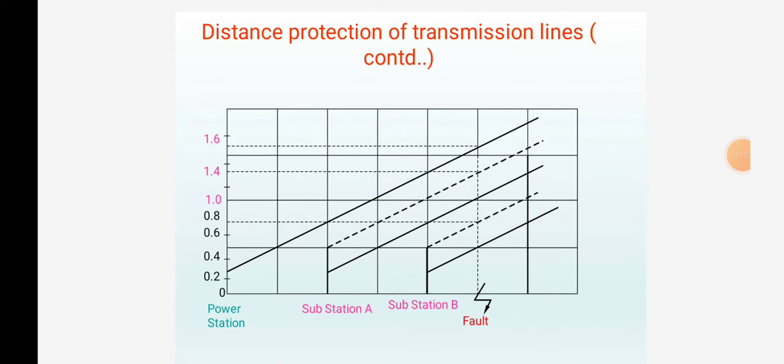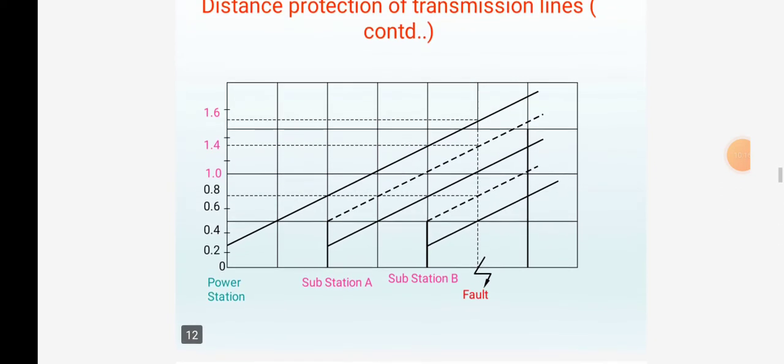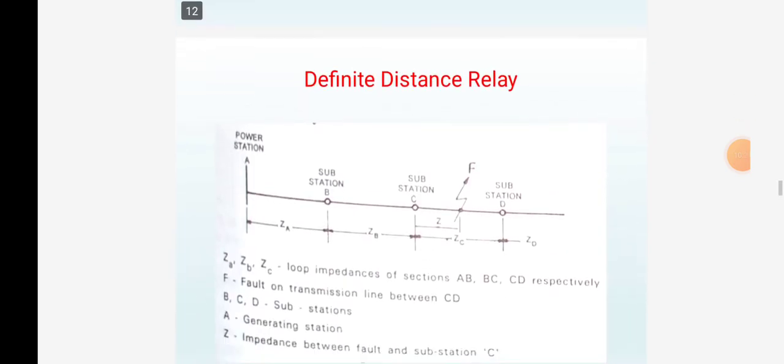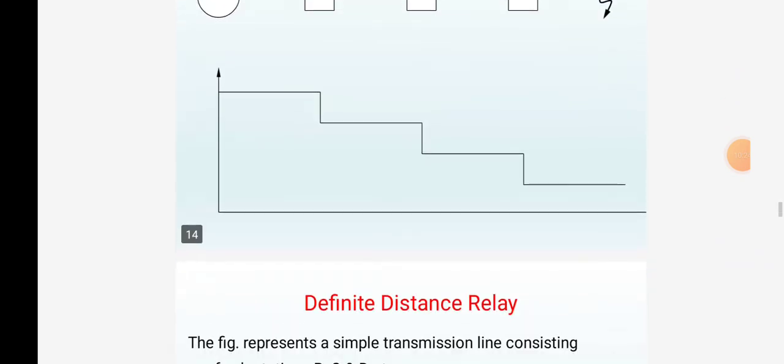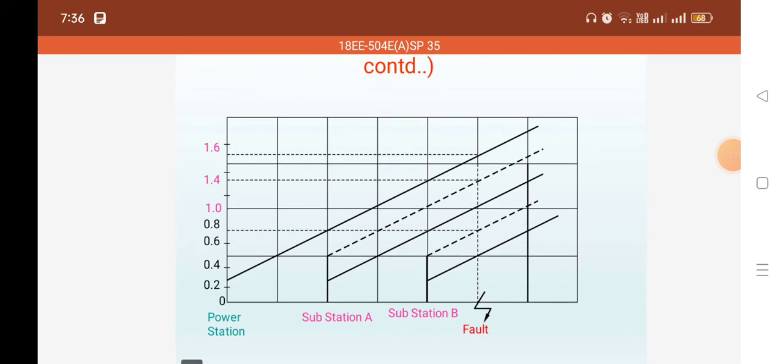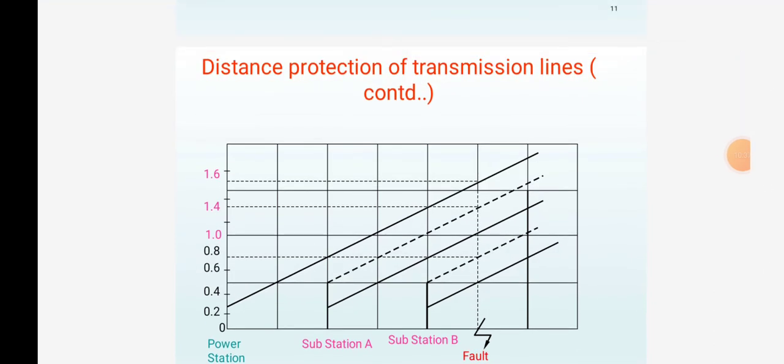This is the distance relay in this distance protection of transmission line. So this is the time distance relay. Here, in this, is a simple power system with time distance relays at power stations, substations A, B, C.